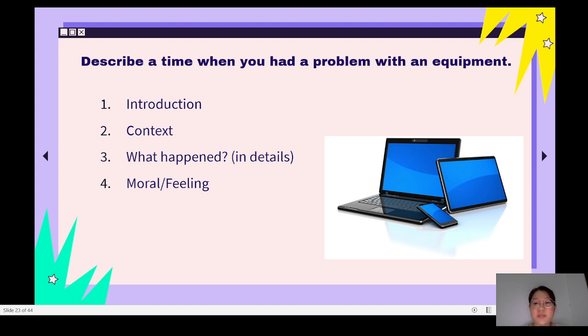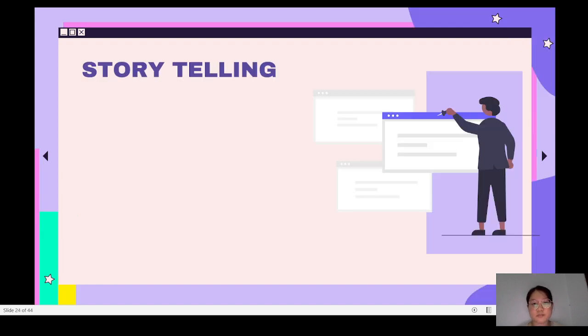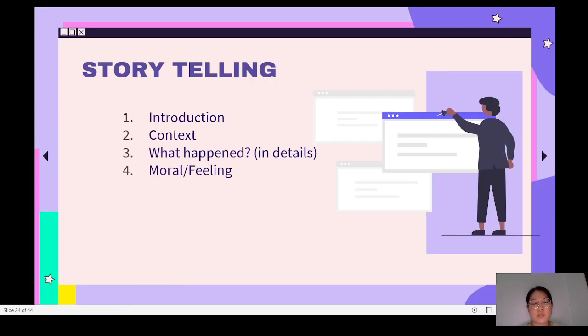Okay, because the time is limited, if you don't have enough time, please pause the video for a few minutes, and then you can continue to practice this question. Here, you should remember that these requirements are the most important, the main structure of a story, and it is called the storytelling method. You should remember it.